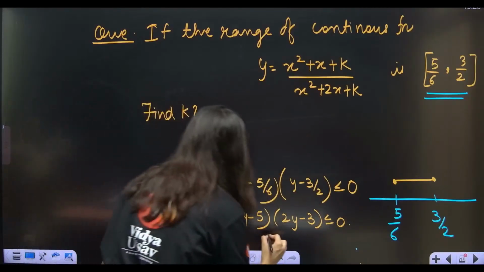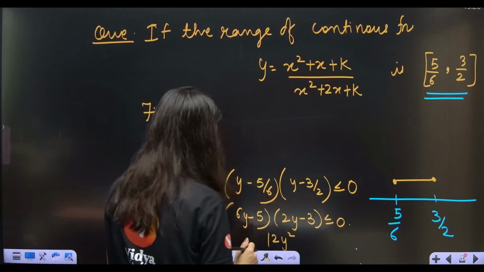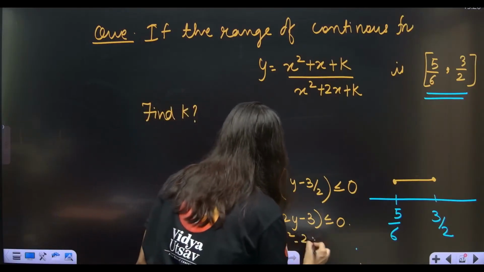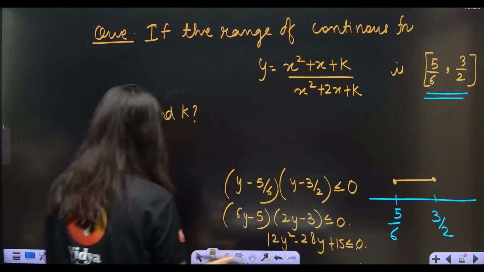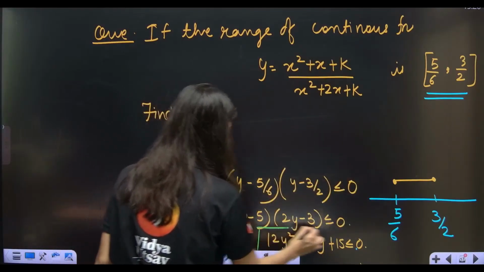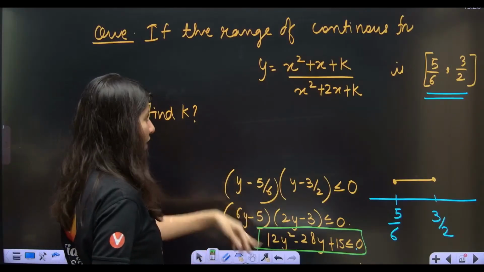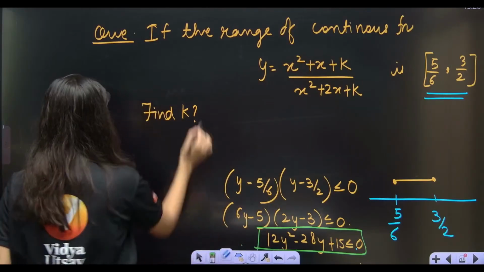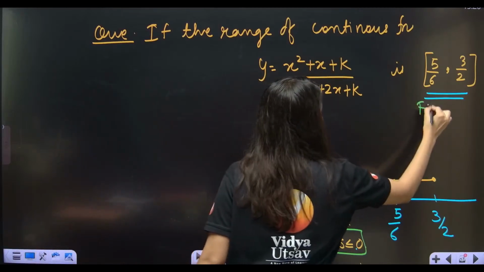Okay. So 6 2s are 12y square, correct? Minus 10, 6 3s are 18. So minus 28y plus 15 less than or equals to 0. So this is your quadratic equation eventually. Okay. So let's keep it right here. And now create your quadratic equation. Okay. Find k, let's write here.